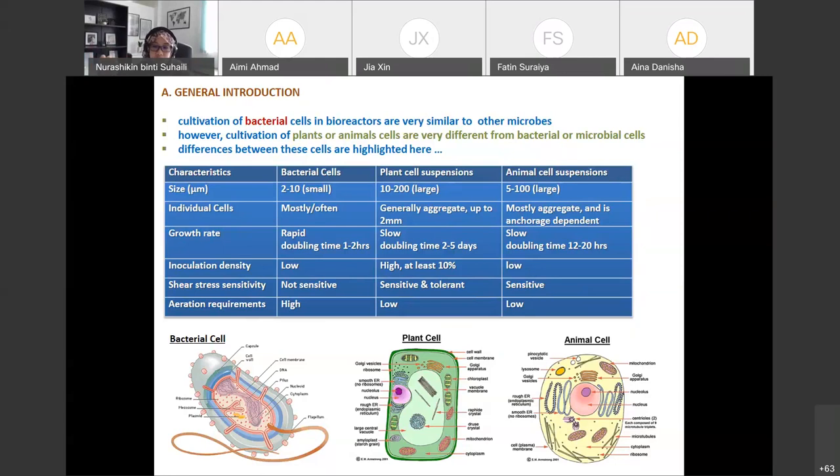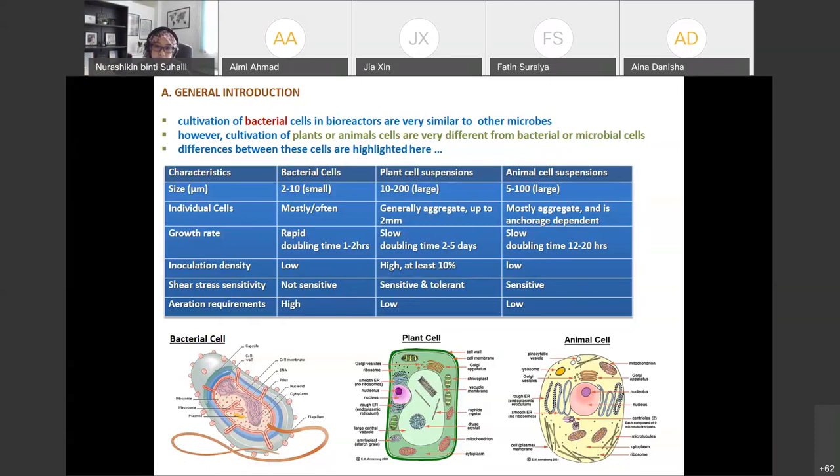Compared to that, imagine marbles, or guli, like bacterial cells. They are very robust. Even if you stir strongly in the suspension, they will not be broken. So you compare the marbles and the balloon: the balloon represents animal cells and plant cells. You can see the comparison in terms of sensitivity to shear. For bacterial cells, you can apply rigorous mixing, meaning high speed mixing.